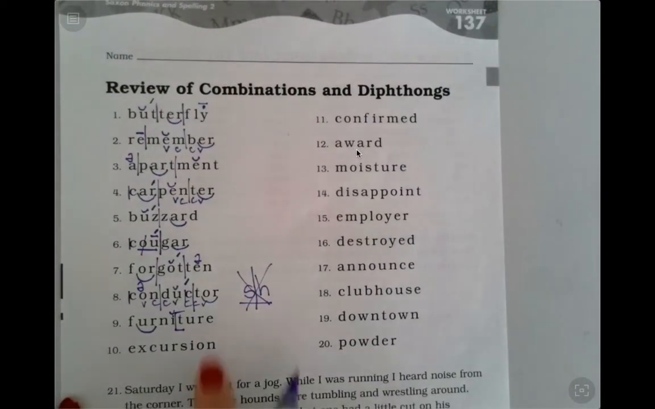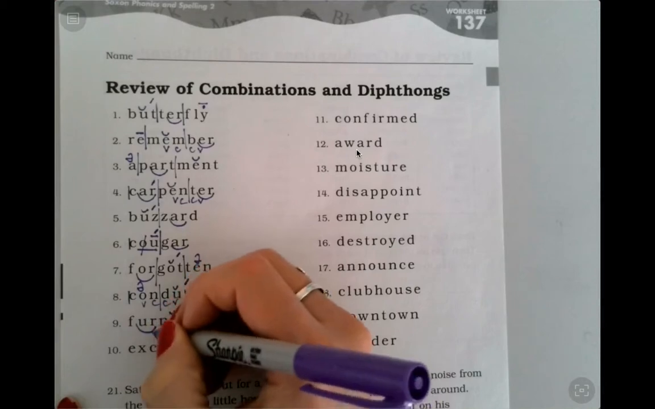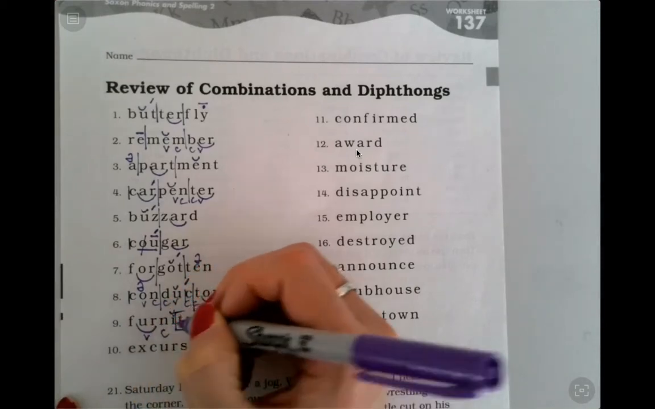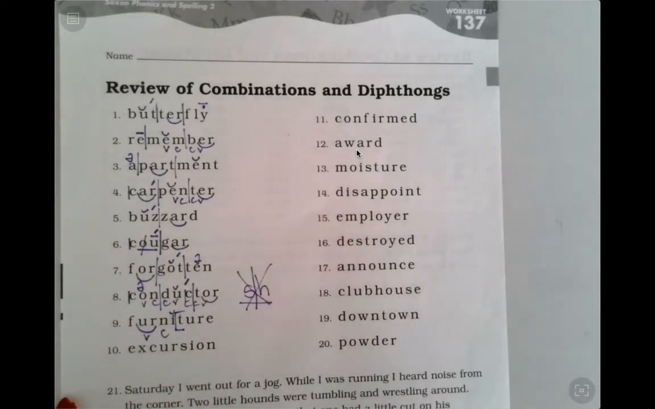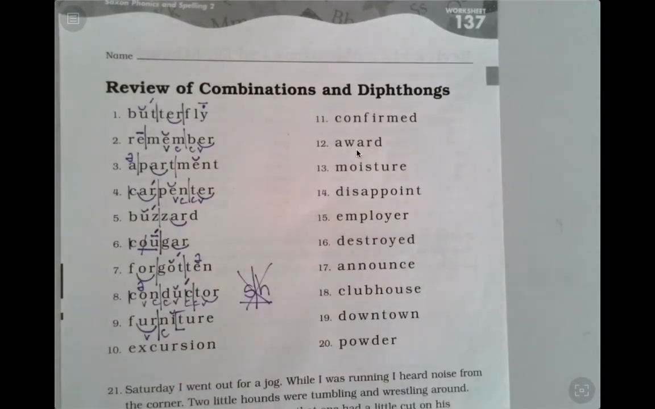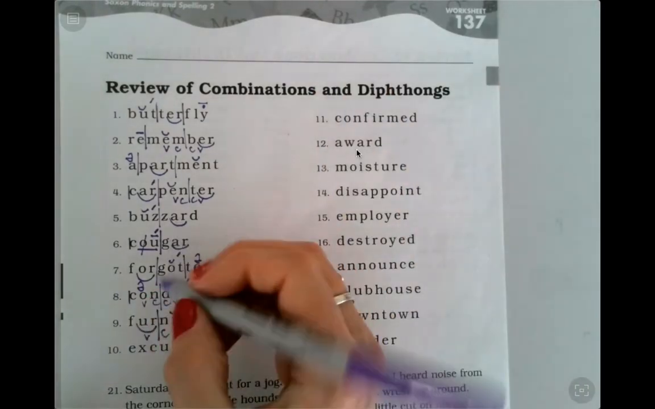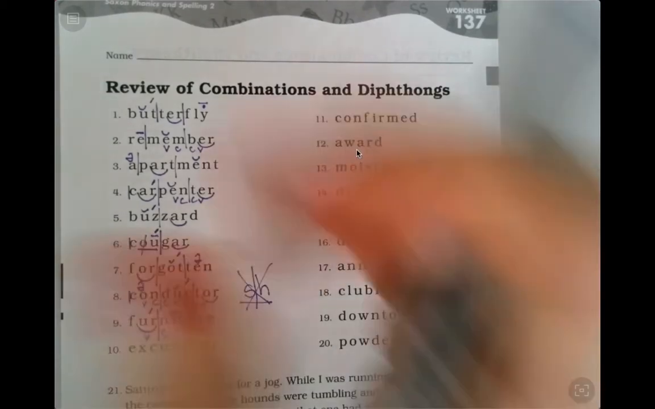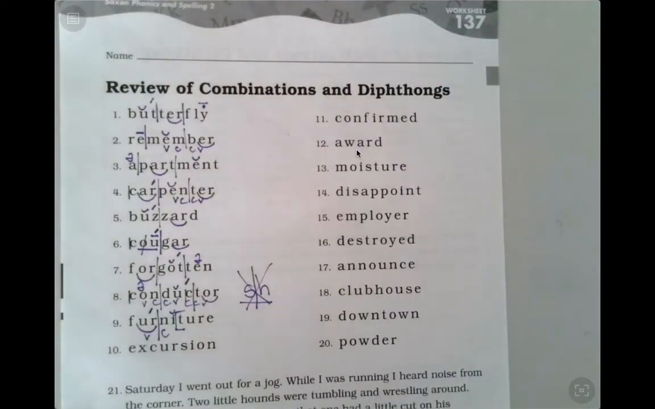Okay, furniture. So I have, this is a vowel. This is my consonant. This is weird. It's furniture. So I'm going to have a separation after the... And is it furniture? Furniture? The first one. Furniture.